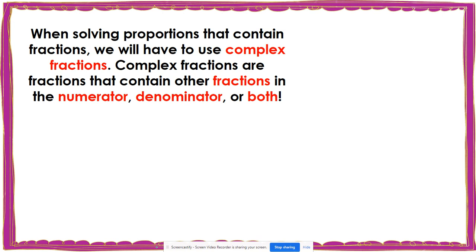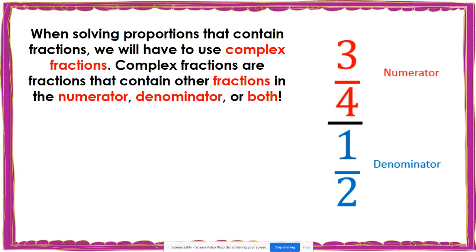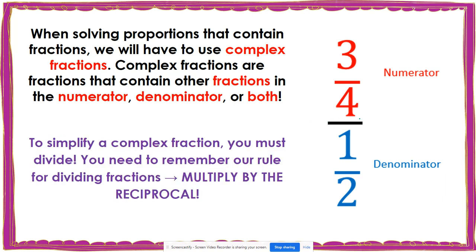Complex fractions are fractions that contain other fractions in the numerator, denominator, or both. The example on your screen is of a complex fraction that consists of 3/4 in the numerator and 1/2 in the denominator. If we need to simplify this fraction, we're going to use our fraction bar here, which we know means to divide. And we are going to divide the two fractions. When we divide fractions, we need to remember our rule, which is to multiply our divisor by the reciprocal of the dividend.